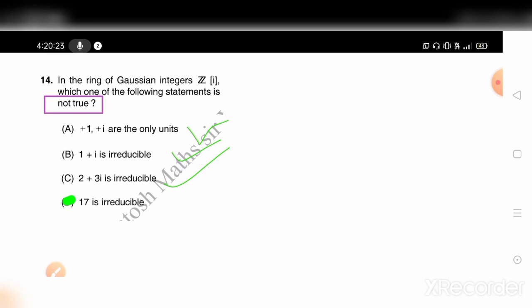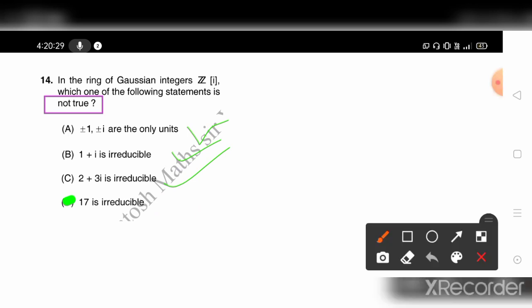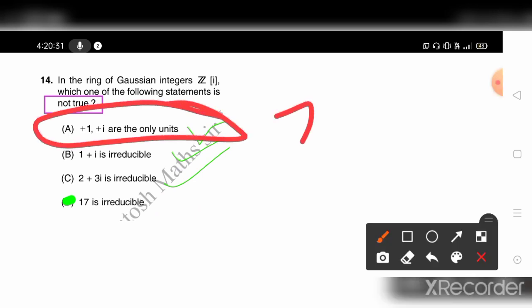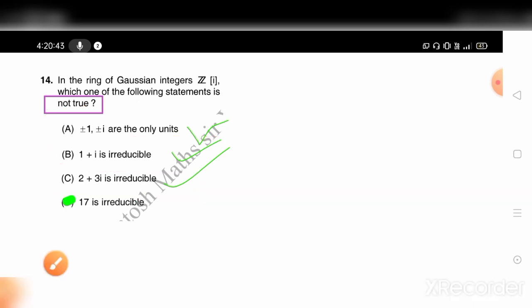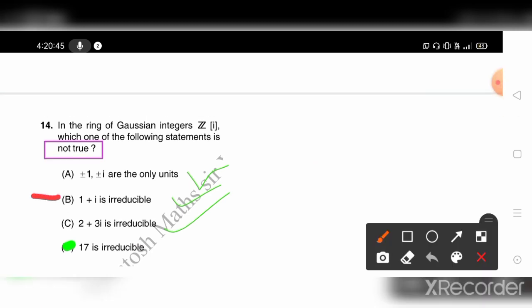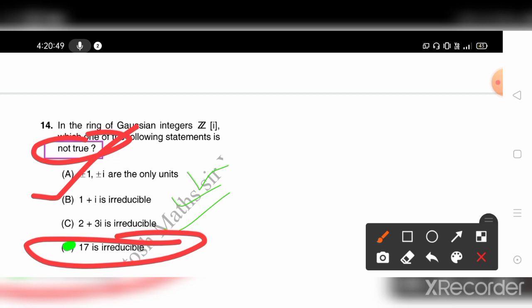In the ring of Gaussian integers Z[i], each one of the following statements is not true. Here the only units in Z[i] are plus or minus 1, plus or minus i, and 1 plus i is irreducible, 2 plus 3i is irreducible, 17 is irreducible, so option D is the correct option because it is not true.